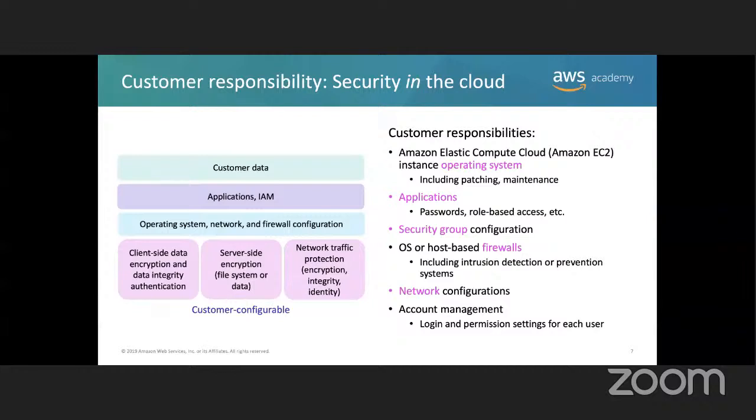So, customer responsibility: you are responsible for choosing the operating system of your EC2 instances. AWS would not choose the operating system for you. You choose the operating system, and you're the one that has to patch it and maintain it. That's your responsibility, right?